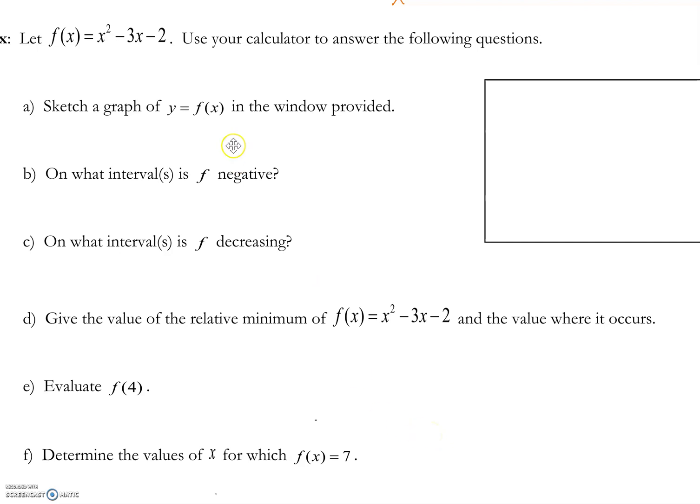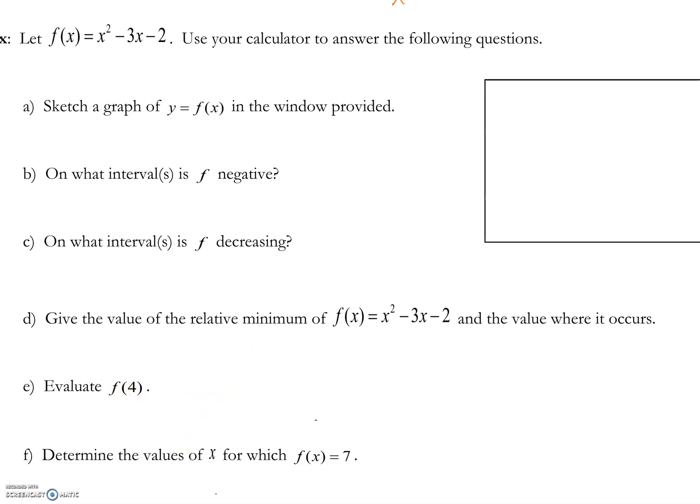For our next example, you will need your graphing calculator. I give you the function f of x equals x squared minus 3x minus 2. Your job is to use this equation and your graphing calculator to get an actual graph of that function in order to answer the questions on what interval is f negative, on what interval is f decreasing, find the relative minimum and where it occurs, and then to evaluate some actual points on that graph.